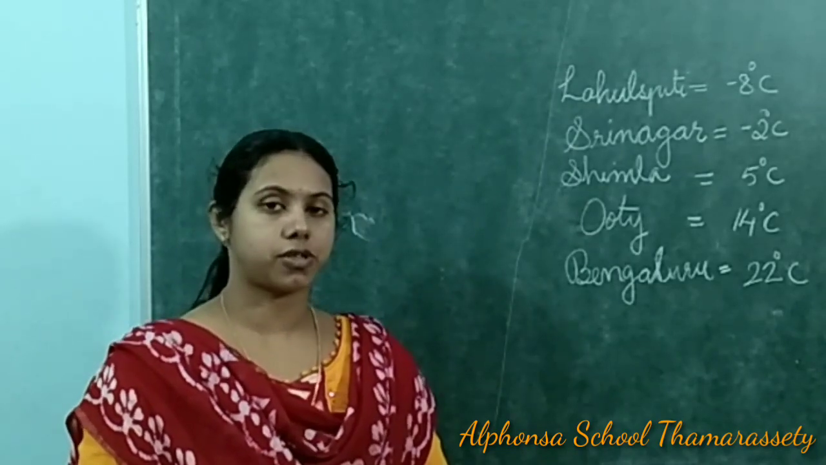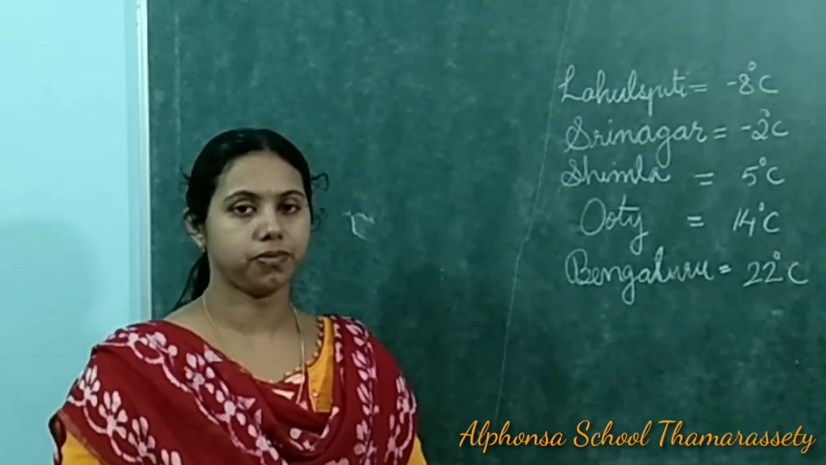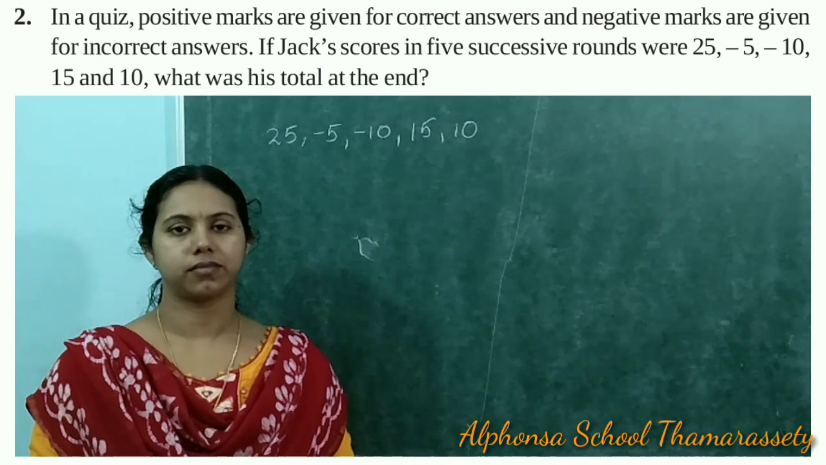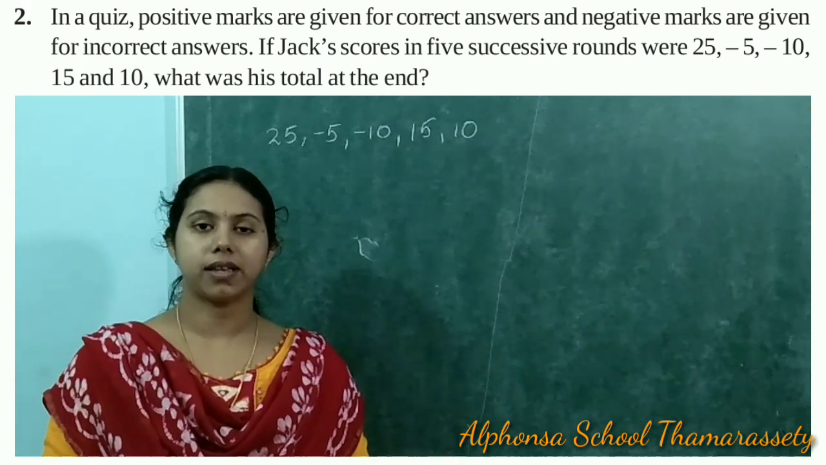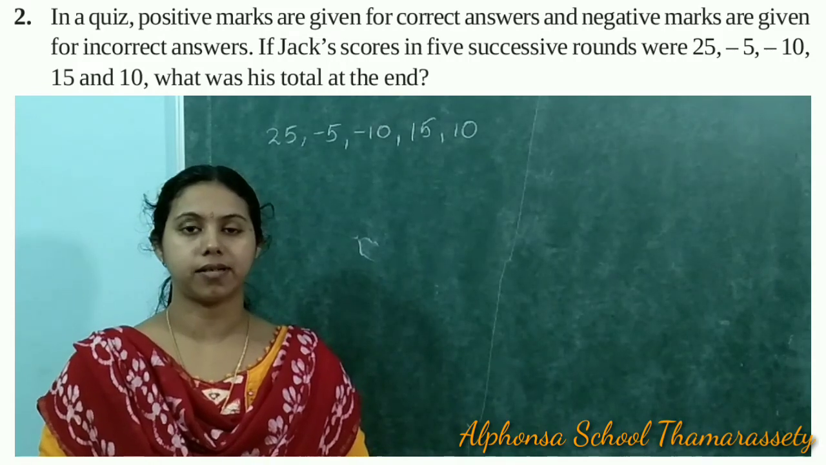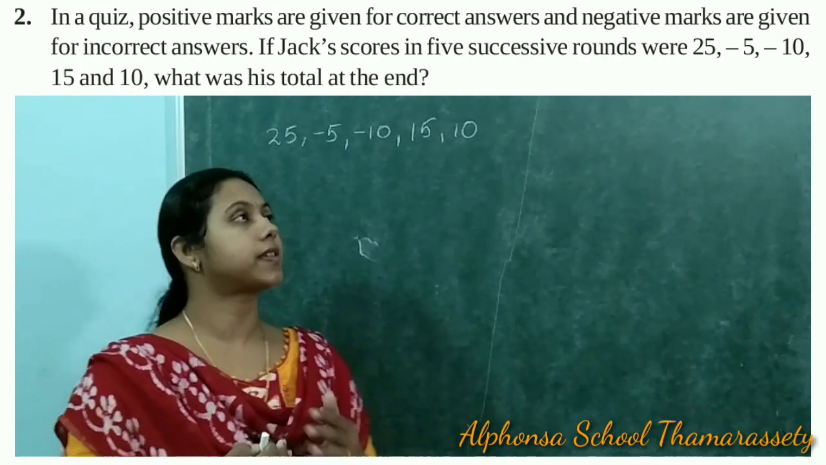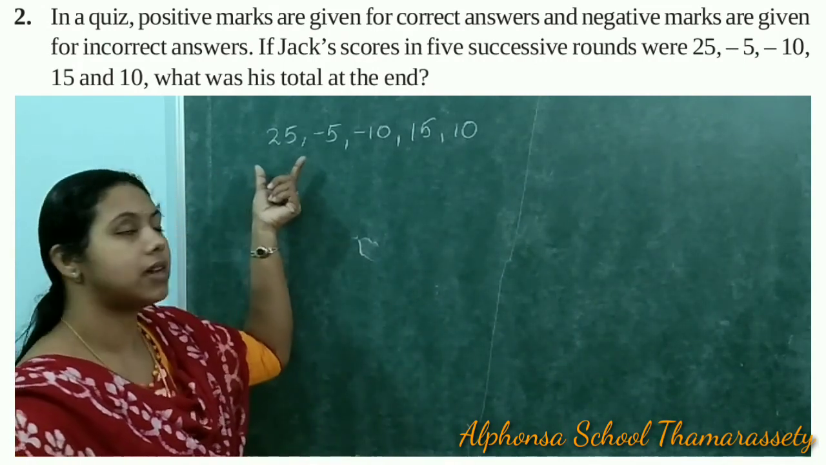Now we can go to the next question, question number 2. In a quiz, positive marks are given for correct answers and negative marks are given for incorrect answers. If Jack's scores in 5 successive rounds were 25, minus 5, minus 10, 15 and 10, what was his total at the end? In this question, positive marks are given for each correct answer and negative marks for each incorrect answer. There are 5 successive rounds, and each round he got a score.